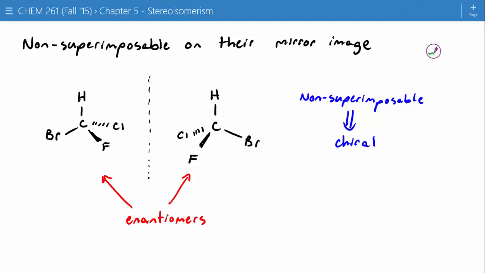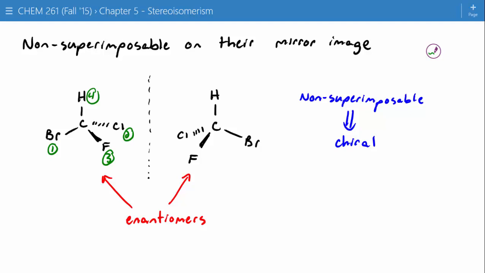What's going to be highest priority, bromine, chlorine, or fluorine? Which one's the biggest atomic number? Bromine. All right, so we'll label bromine as 1. What's the second highest? Chlorine. And the fluorine and the hydrogen. All right, and then we label that as 4 if we want. Sometimes our hydrogen's tricky to spot, right? So is this R or S, and how can we determine it?